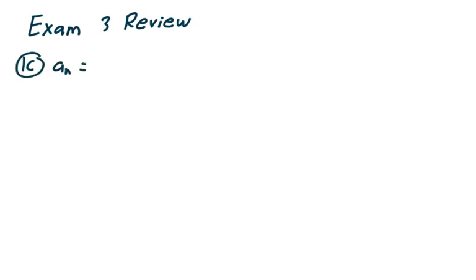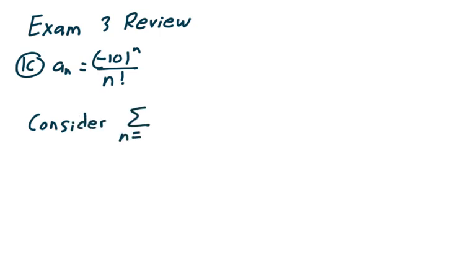Suppose a sub n is equal to negative 10 to the n divided by n factorial. Now, what we're going to do is consider the summation from n equal 1 to infinity of negative 10 to the n divided by n factorial. And we're going to determine whether this series converges or not. Now, I'm going to apply the ratio test.